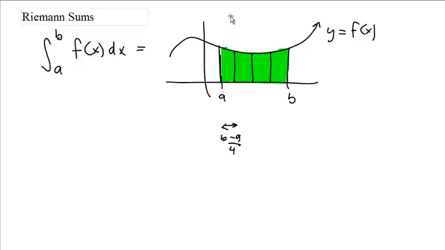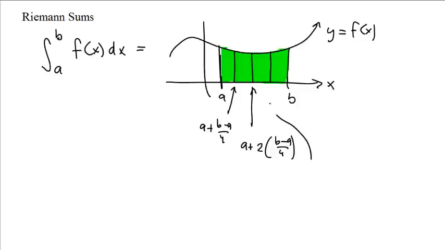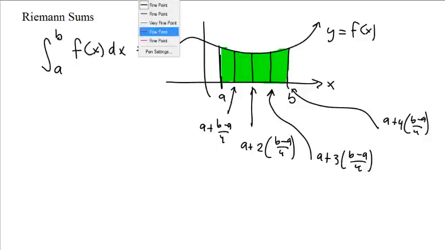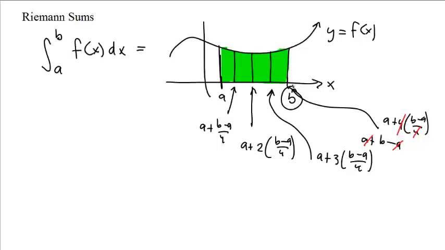Each one of these little bits is going to be b minus a over 4, a fourth of it, which means that the very first point on the x-axis is called a, then this one is a plus (b minus a) over 4, then this one is a plus 2(b minus a) over 4, and this is a plus 3(b minus a) over 4, and this one we could call a plus 4(b minus a) over 4. Although I'm sure you will all say, wait a second, those 4s cancel out, so it's really just a plus b minus a. Hey, wait a second, the a's cancel out. Oh, wait a second, it was called b already. So we get these points.